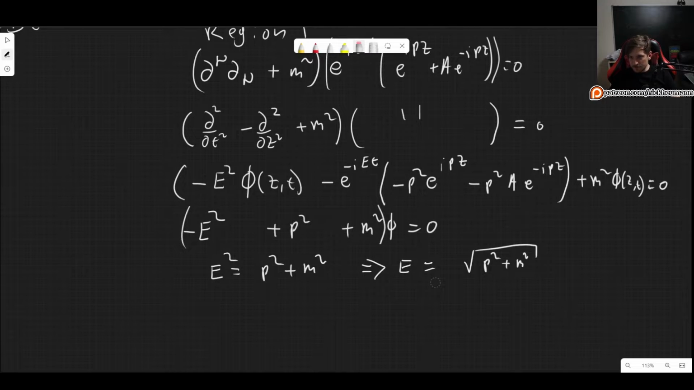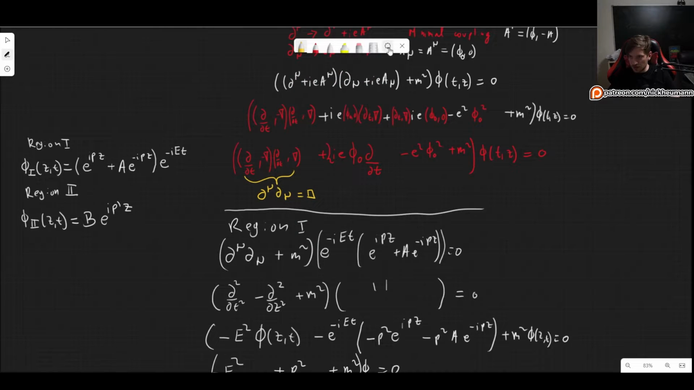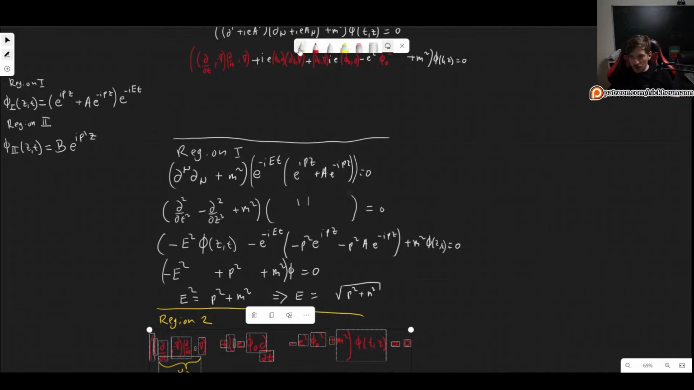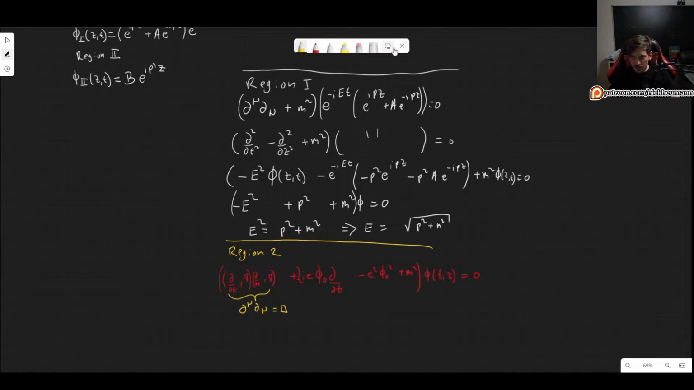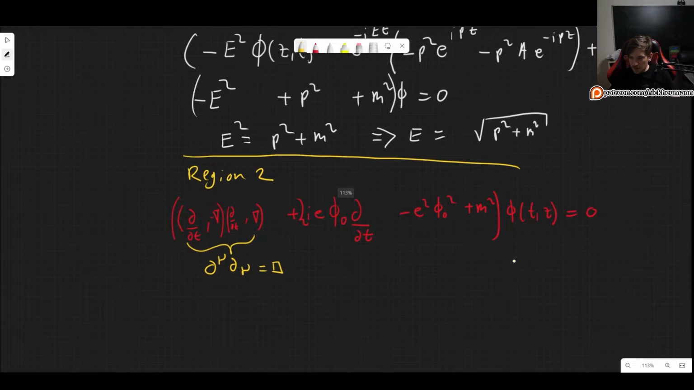Okay, so we dealt with region 1. Now let's go for region 2. So I will actually probably just copy this. So in region 2, our wave function is fortunately a little bit simpler. It is b e to the i p prime z. So let's plug it in. So our wave function here is b e to the i p prime z. So that is our wave function.